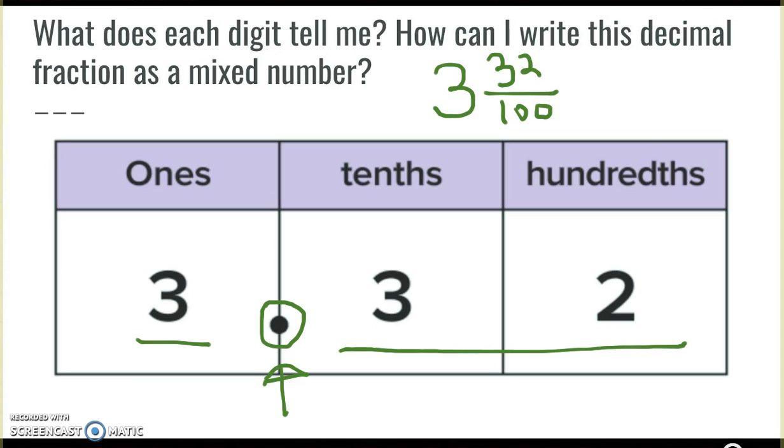A really great way to remember how to write the mixed numbers versus the decimal fractions is just say the decimal fraction. So if I were to say this decimal fraction, it would be 3 and 32 hundredths. Then think about how you would say that mixed number or how you would write it. If I look at this mixed number, I would say this as 3 and 32 hundredths. They're exactly the same.